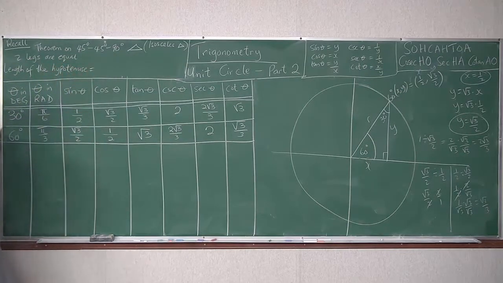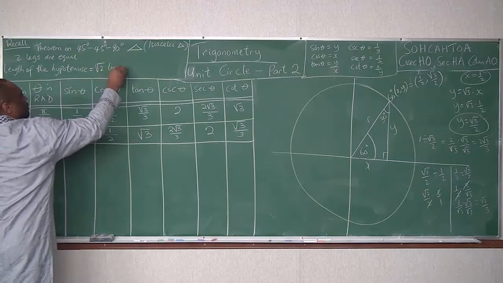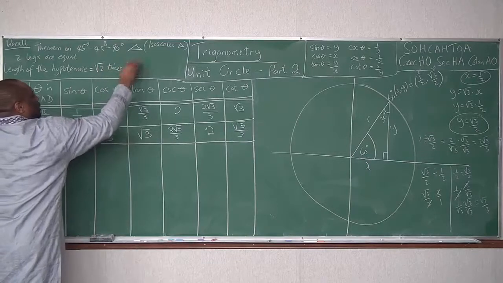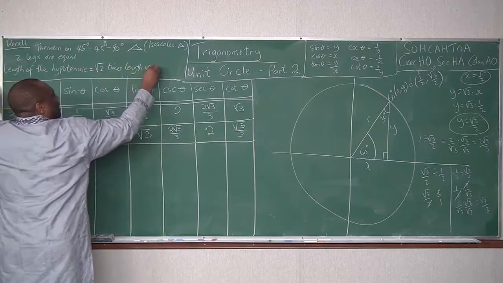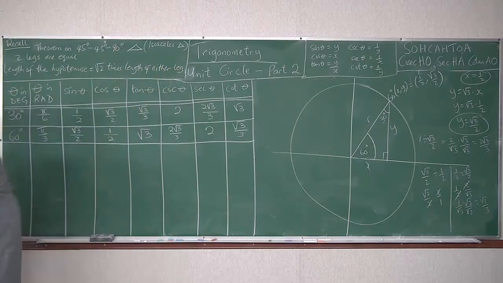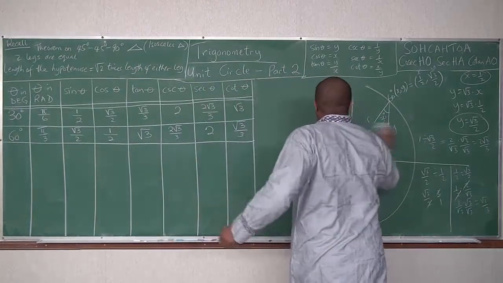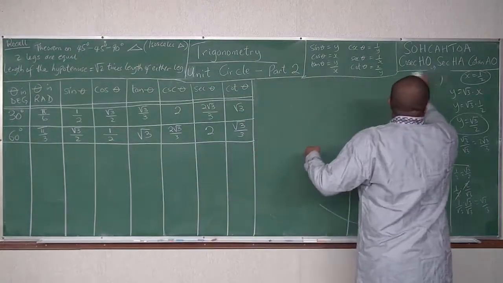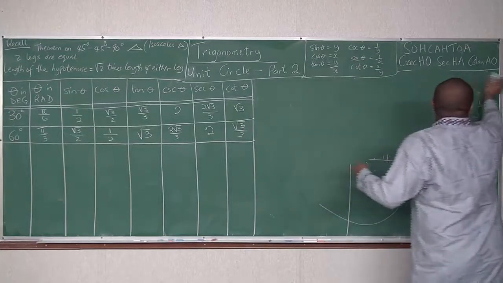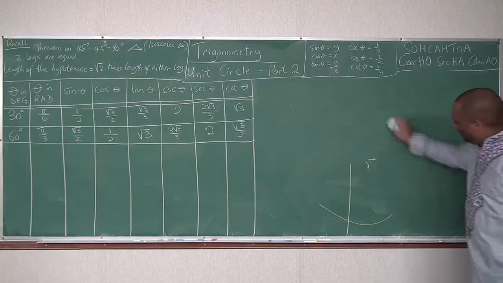Length of the hypotenuse is equal to square root of 2 times length of either leg. Length of the hypotenuse is equal to square root of 2 times length of either leg. So let's look at how this works here. Let's see how it works. You see, is this difficult?